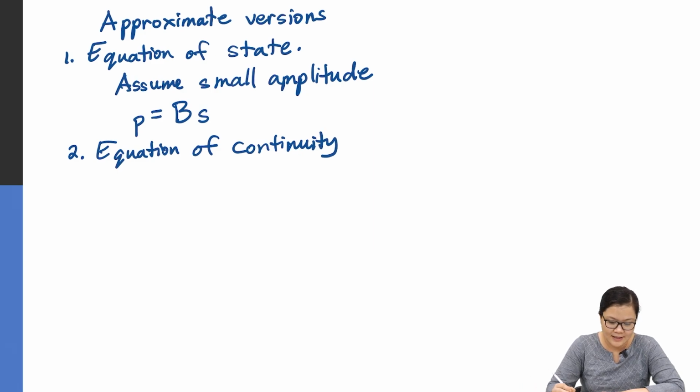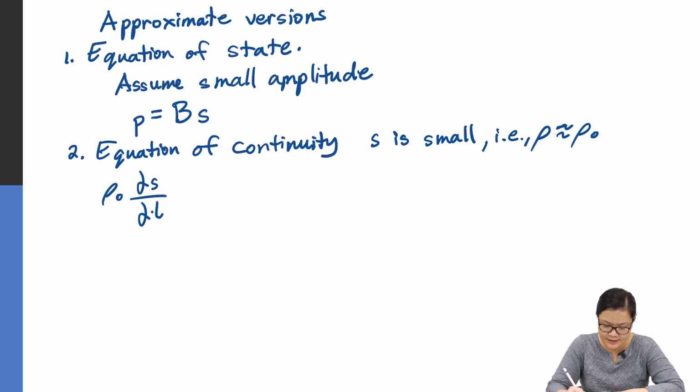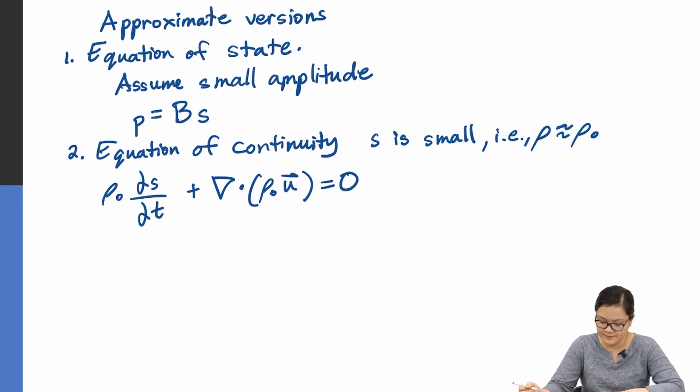Next, the equation of continuity. Now this is assuming that the condensation S is small. So the instantaneous density is approximately similar to the equilibrium density. And so the equation becomes rho naught partial derivative of s over dt plus rho naught times the divergence of the particle velocity equals 0.